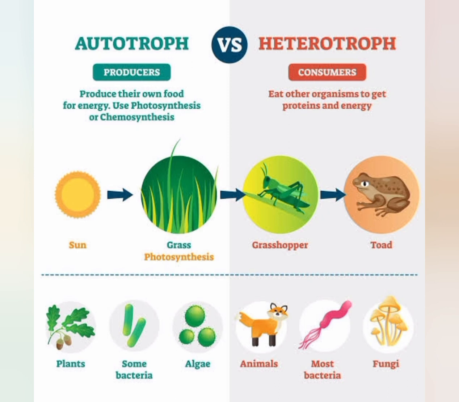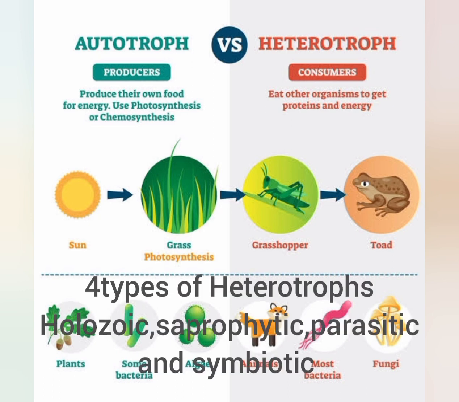Hetero in Greek means others, and troph means nourishment. So they get the nourishment from other sources of energy. So these heterotrophs are consumers. They cannot manufacture their own food, but they can consume, and they obtain their nourishment from other organisms like human beings, goat, sheep, other animals. Now there are four types of heterotrophs. They are namely holozoic, saprophytic, parasitic, and symbiotic.